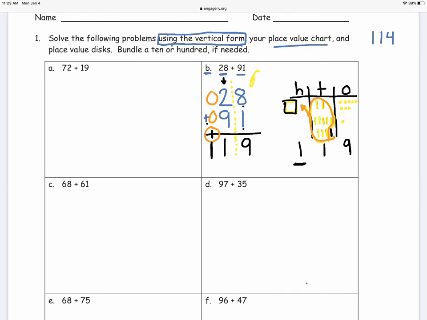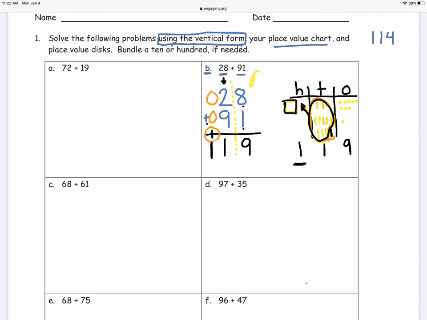So it's kind of confusing to explain it out, but I hope that you see what we did. We really just bundled a group of 10 tens and we moved them over to the hundreds. We moved our 100 over to our hundreds column. Okay, so that's how we are going to solve today's problems.